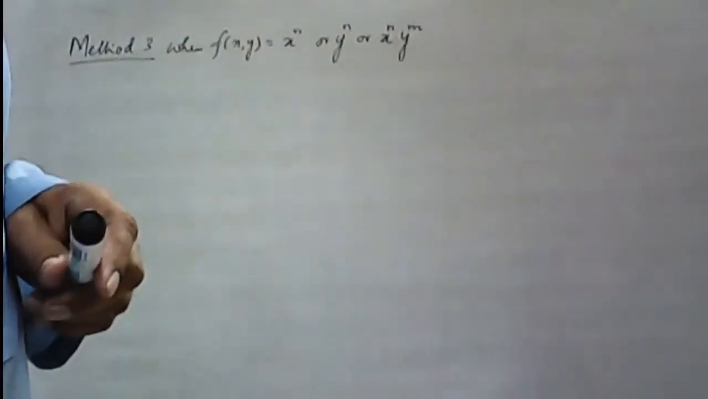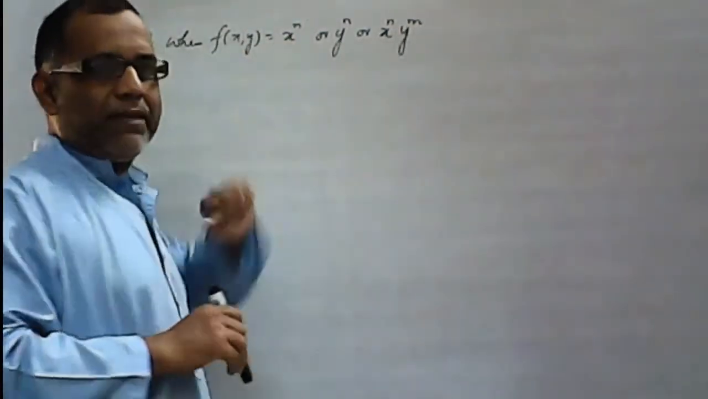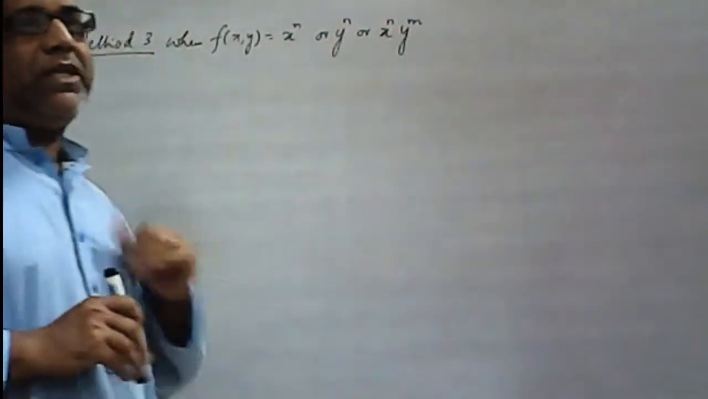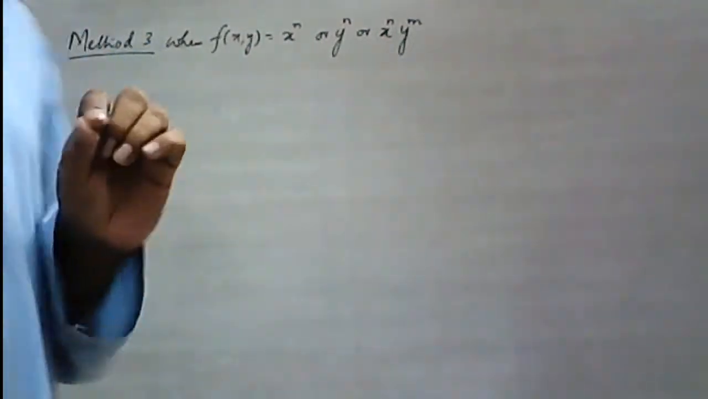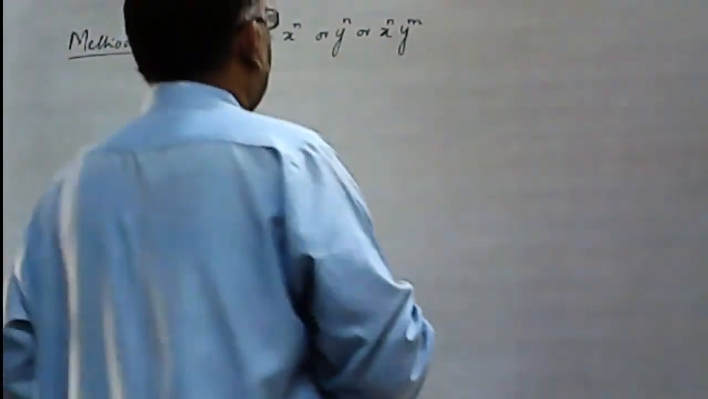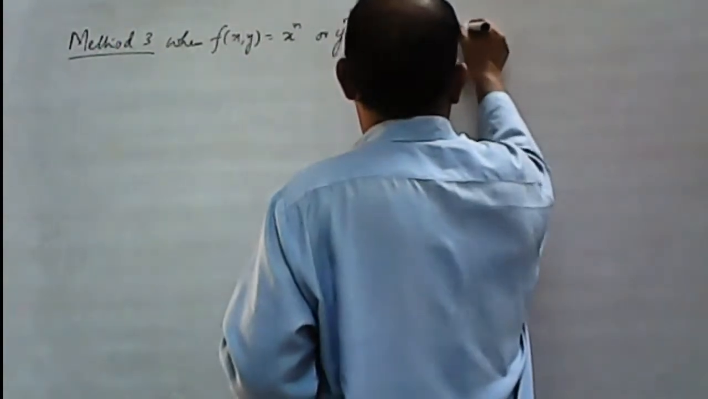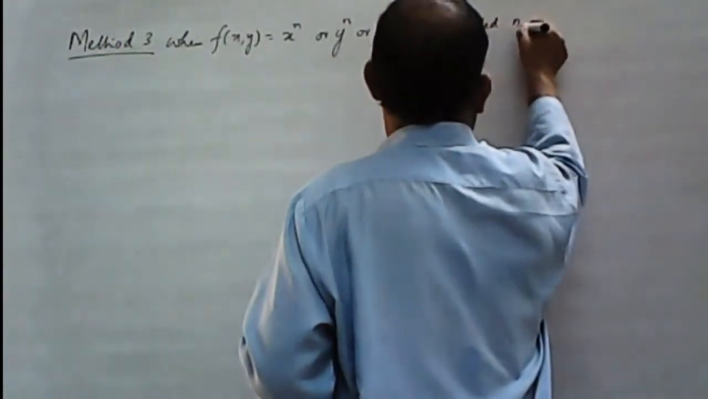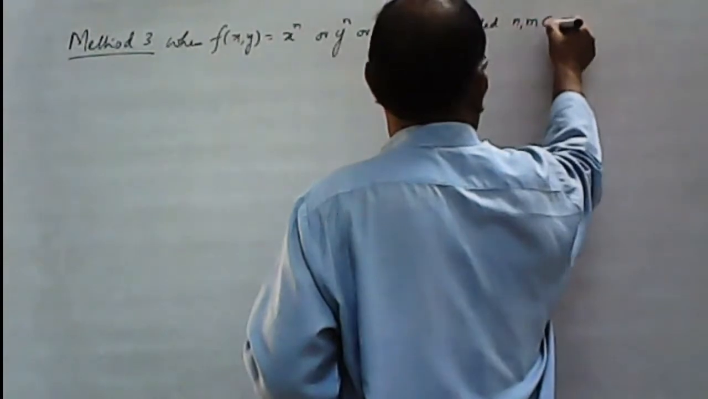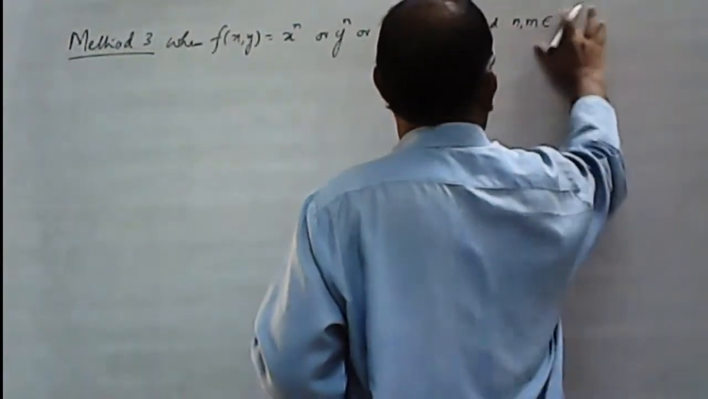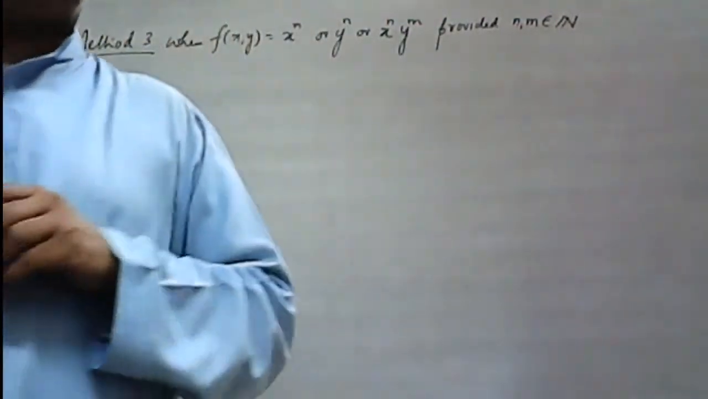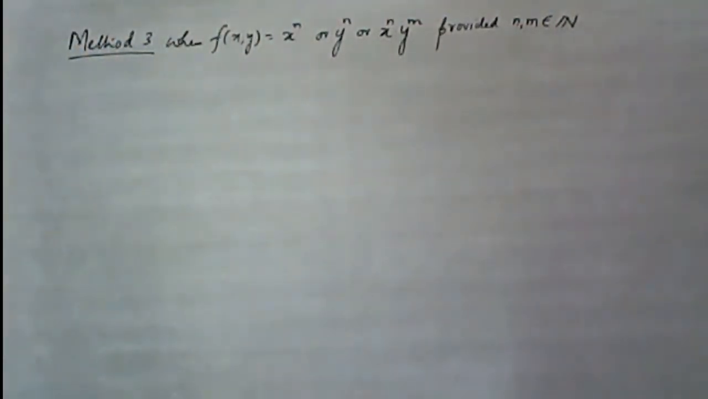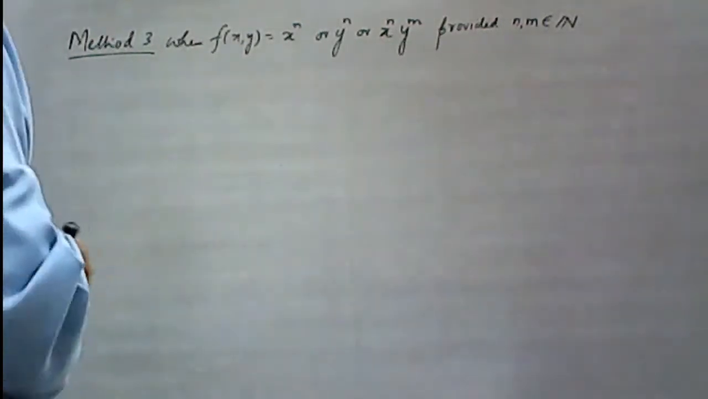It simply means if in the function we have only x terms, then the method is applicable, or only y terms, then the method is applicable, or we have a product of x and y, still the method is applicable, provided n belongs to natural numbers. The only condition is that n must belong to natural numbers.